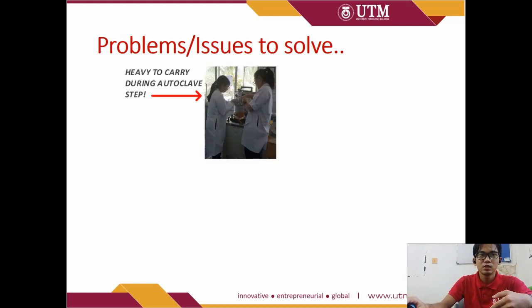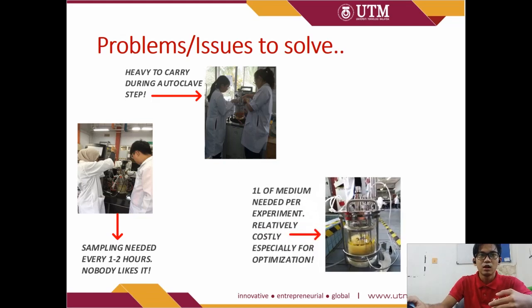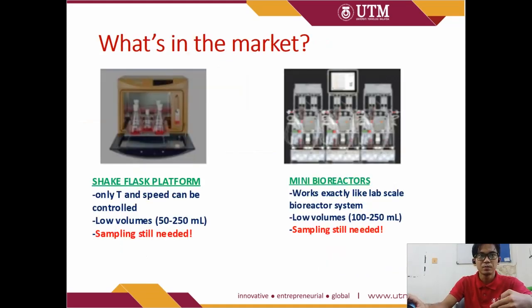Okay, we talk about the problems and issues that are faced by the researchers. The first issue is that the reactor vessel is heavy to carry, so it is difficult to sterilize and to clean. The second problem is that it is labor intensive, where it requires sampling every 1 to 2 hours. I mean, nobody likes sampling for 1 to 2 hours for an experiment. The third problem is that it is costly, where it needs 1 liter of medium for every experiment.